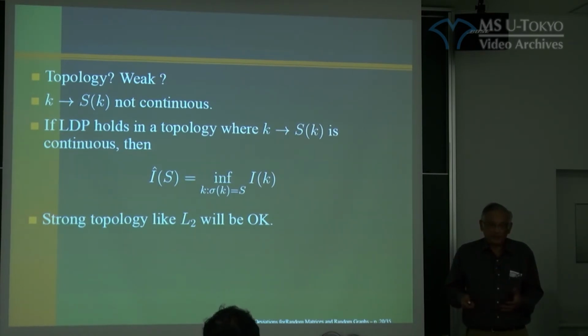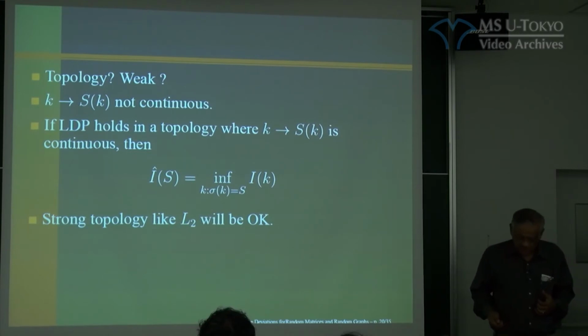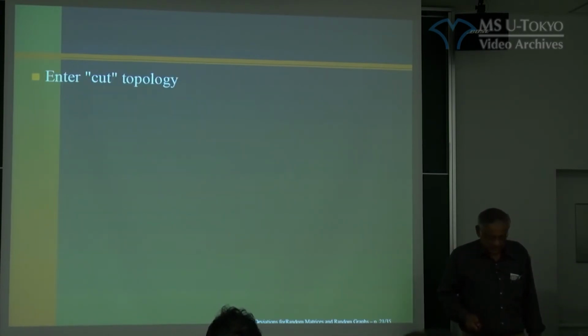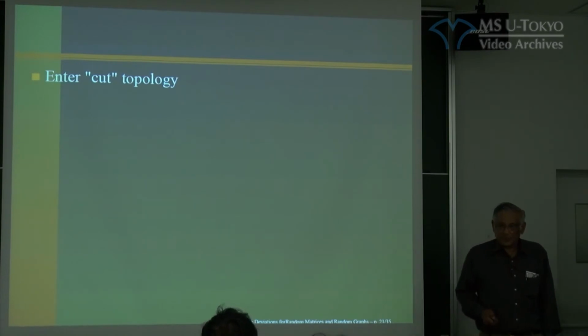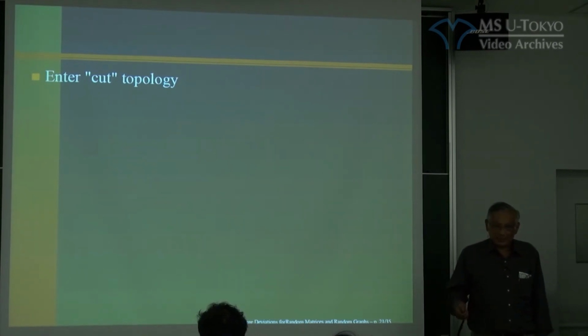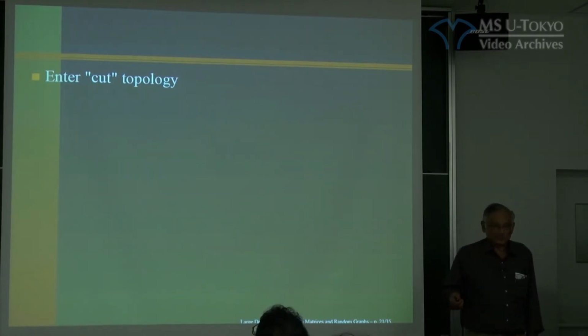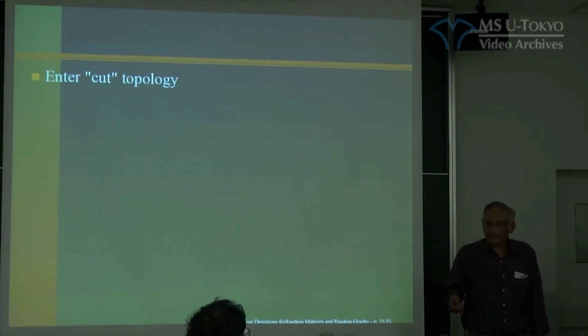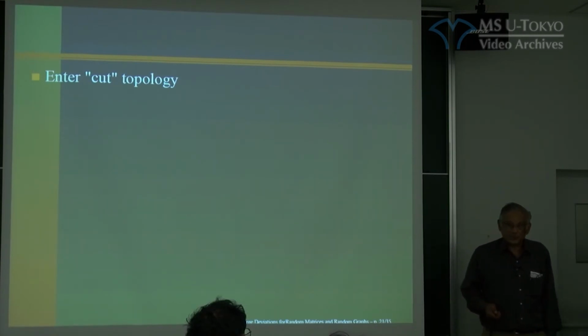So, what do you do? You hope there is a topology in between the two, slightly stronger than the weak topology and slightly weaker than the strong topology. There is in fact such a topology, and it is called the cut topology. Now, I had not heard of the cut topology until I started looking at this problem. I don't know how many of you know what the cut topology is. It is a very unusual topology. It was invented by graph theorists to study graphs. Maybe I will say a little bit about the history of the topology. So, we will use it again when we come to graphs.